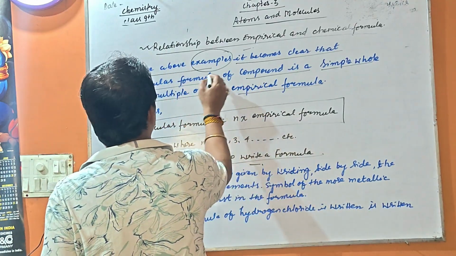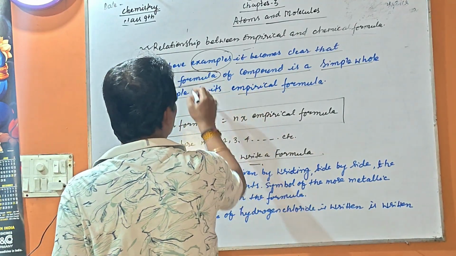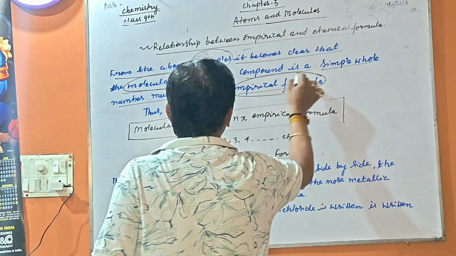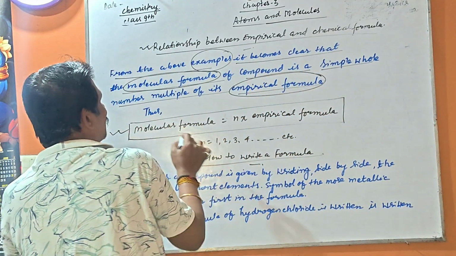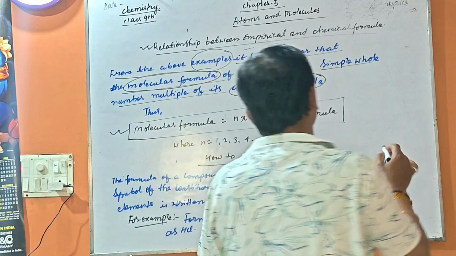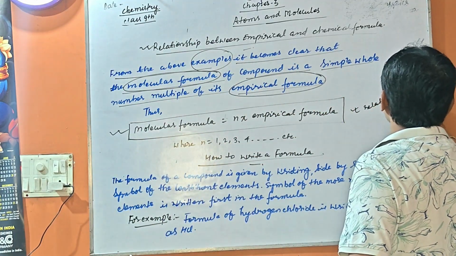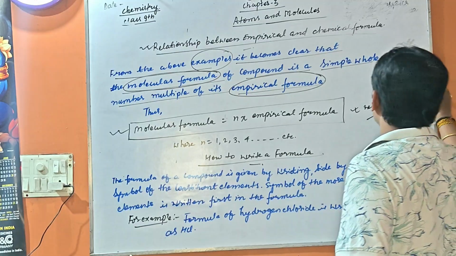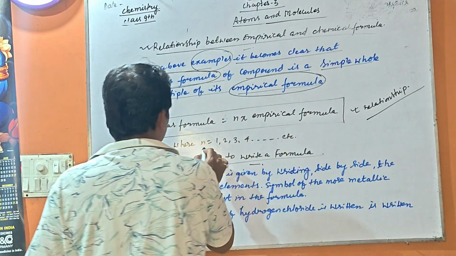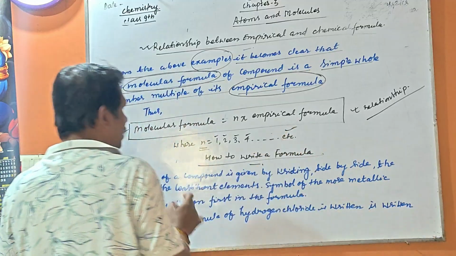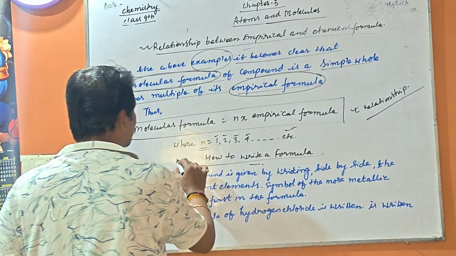So my dear student, molecular formula is the simple whole number multiple of its empirical formula. This is the relationship. The molecular formula is equal to N into empirical formula, where N is equal to 1, 2, 3, 4, etc. The next topic is how to write a formula.